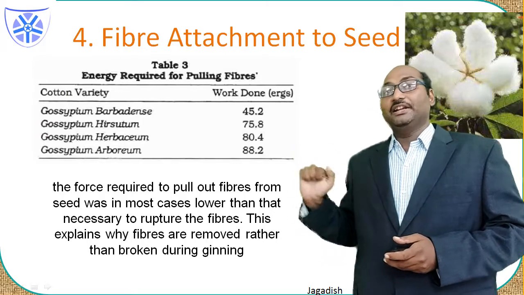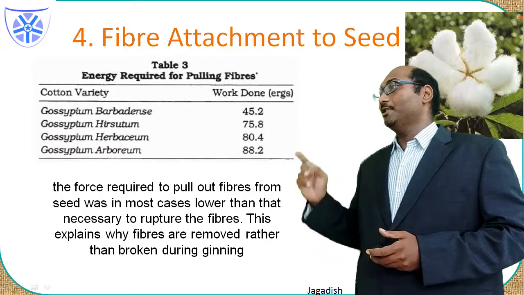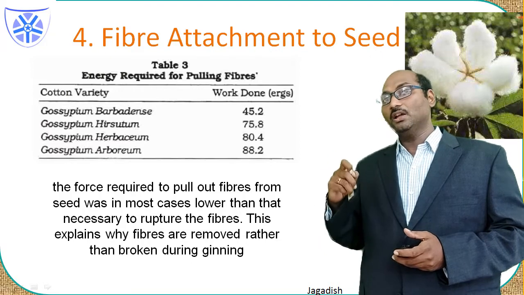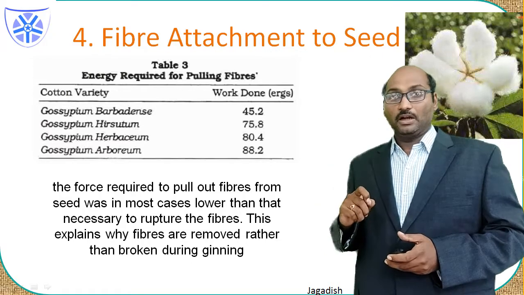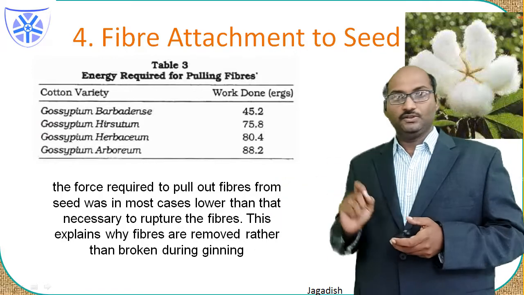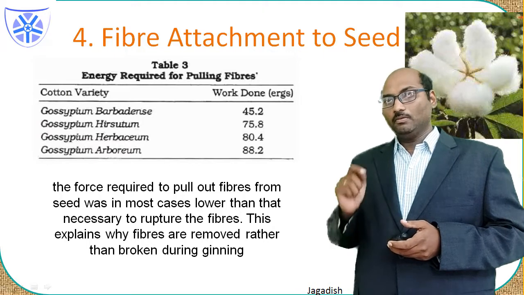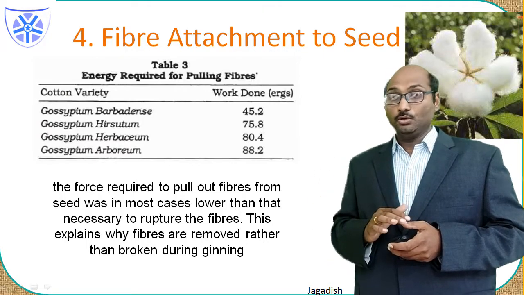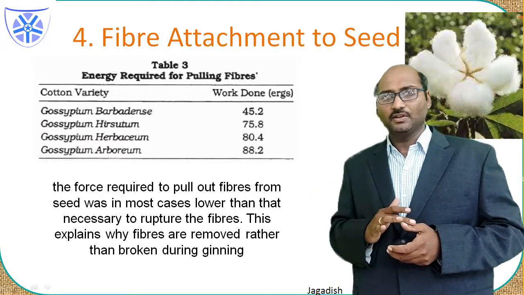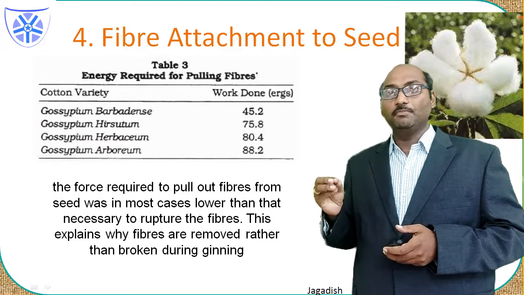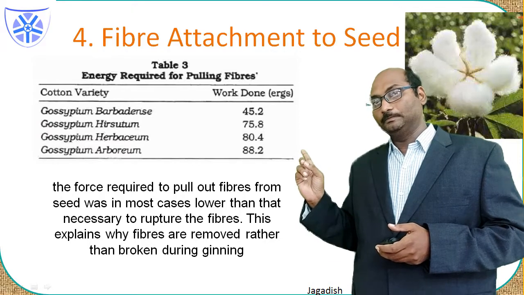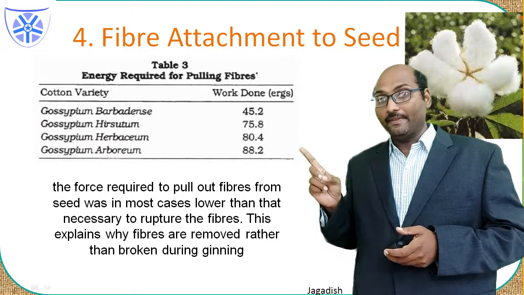And what we need to understand here is that the force required to pull the fibers from the seed is in most cases lower than the fiber strength itself. Otherwise, this pulling force itself may cause breakage of the fibers, isn't it? So that is the reason ginning is carried out. So what happens when you reduce the moisture to almost less than 5%? Then the fiber strength may become much weaker, in such a way that the force of fiber attachment to the seed will be greater than the fiber strength.